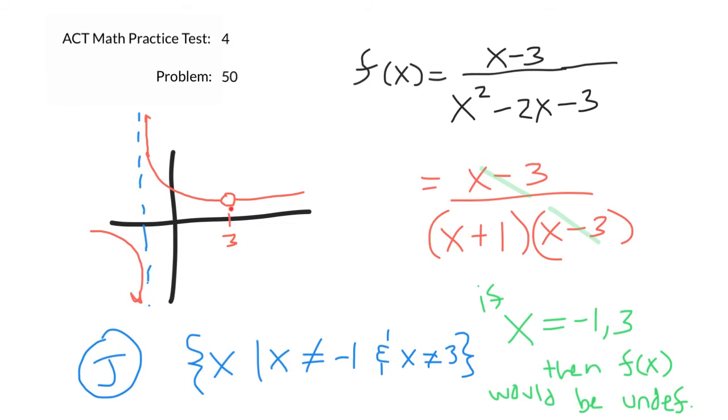So the presence of the hole is all you need to know that 3 is not included in the domain, and of course, similarly, negative 1 is not included in the domain. That's sort of beyond the scope of what you need to know for the ACT, the fact that it would be a hole rather than an asymptote. But the bottom line is, even if you could cancel it, the fact that this was here at one point in time means that 3 would cause the whole function to be undefined, and therefore 3 is not in the domain.